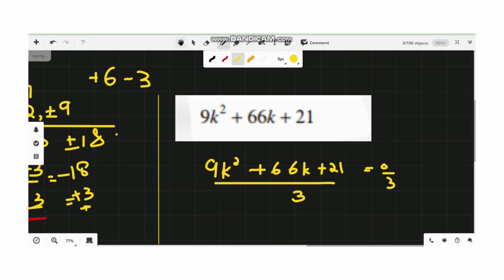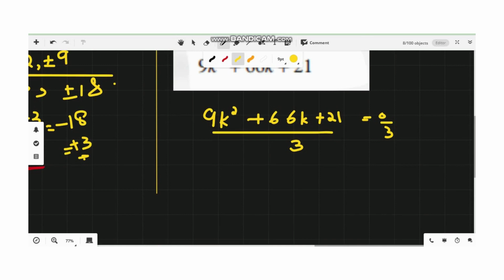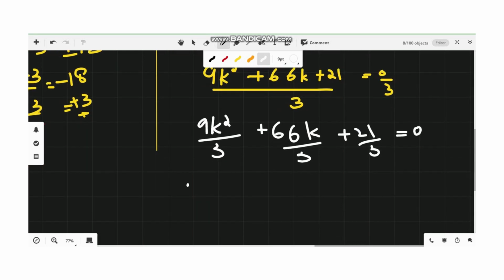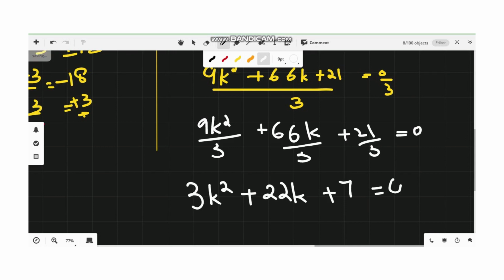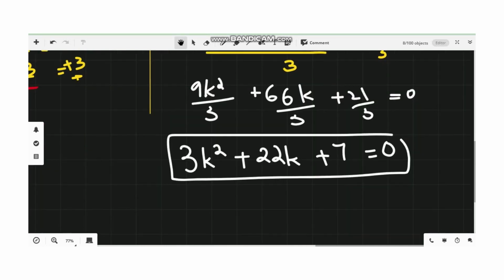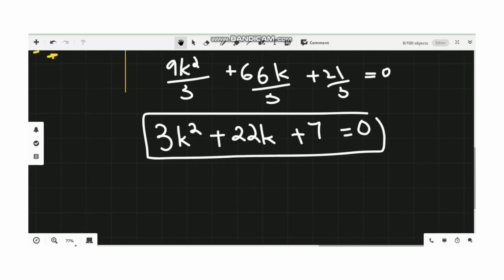So 0 divided by 3, we know that's 0. I'm going to write it separately now. This means 9k squared divided by 3 plus 66k divided by 3 plus 21 divided by 3 equals 0 divided by 3, that's 0. So 9 divided by 3 is 3k squared, 66 divided by 3 is 22k, and 21 divided by 3 is 7, equals 0. So 3k squared plus 22k plus 7 equals 0. Now this is our equation.